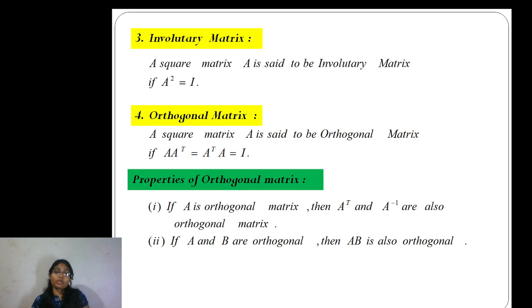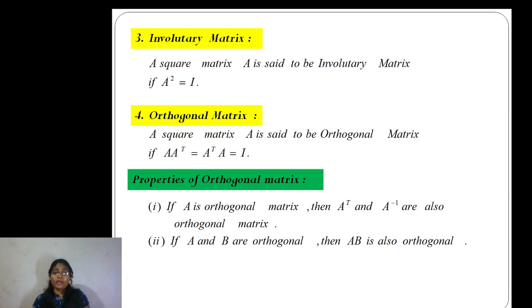Next involutory matrix: a square matrix capital A is said to be involutory matrix if A square equal to capital I, the unit matrix or identity matrix. Orthogonal matrix: a square matrix capital A is said to be orthogonal matrix if A transpose into A equals to I.